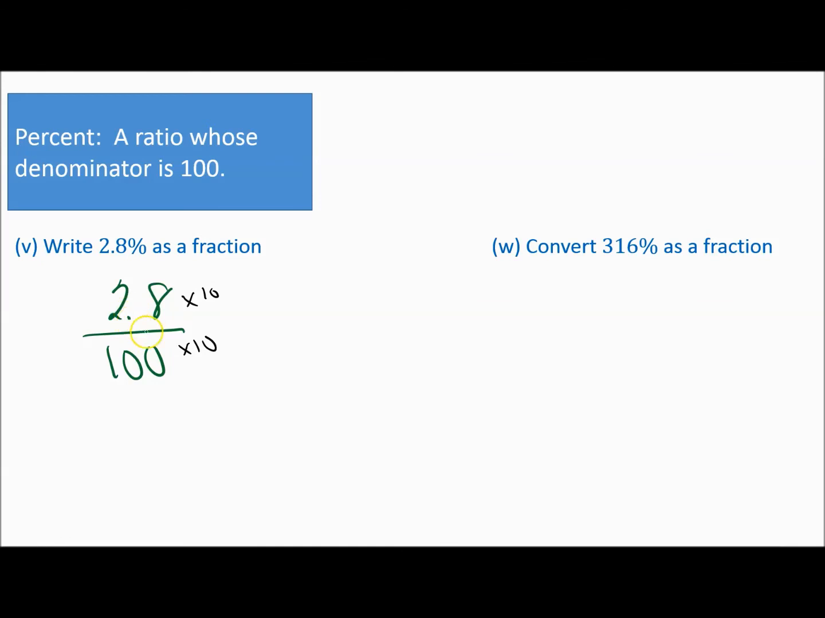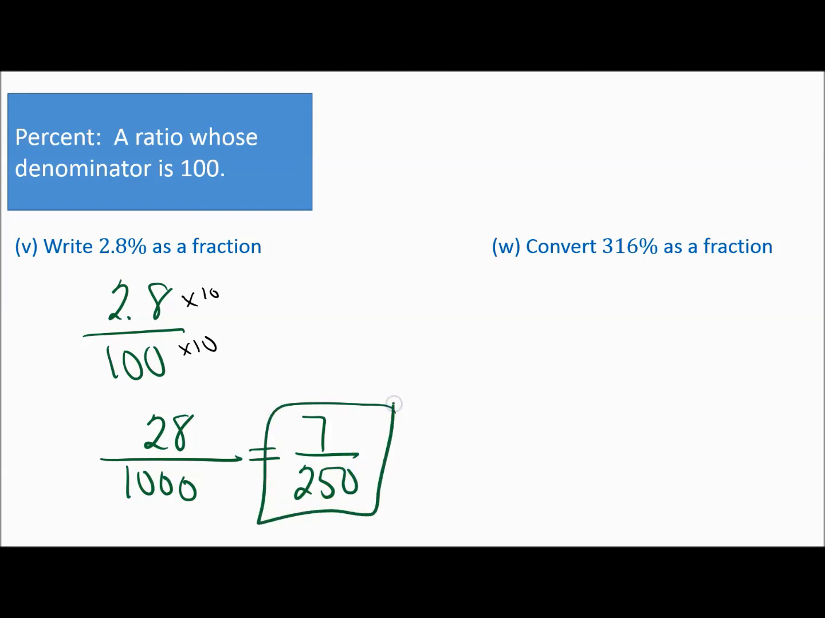So you move it over one place, or multiply by 10, and that gives me 28. And I move this one over one place, or multiply by 10, and that gives me 1,000. And then there's the fraction. Now I'm circling it, but I don't need to, because it's not in lowest terms. I still have to reduce it to lowest terms. So I need the number that divides into both 28 and 1,000. The number that comes to my mind is 4: 4 goes into 28 7 times, and 4 goes into 1,000 250 times. So that is lowest terms.